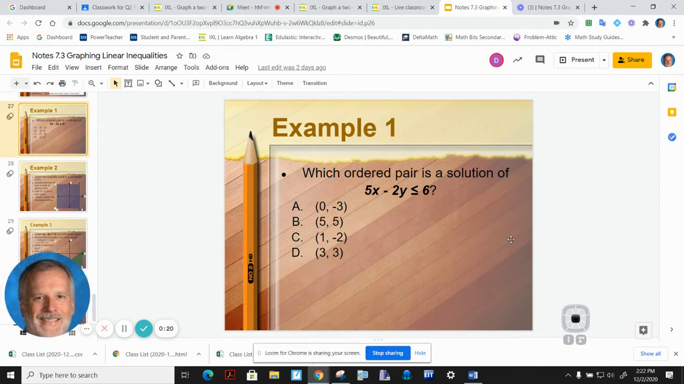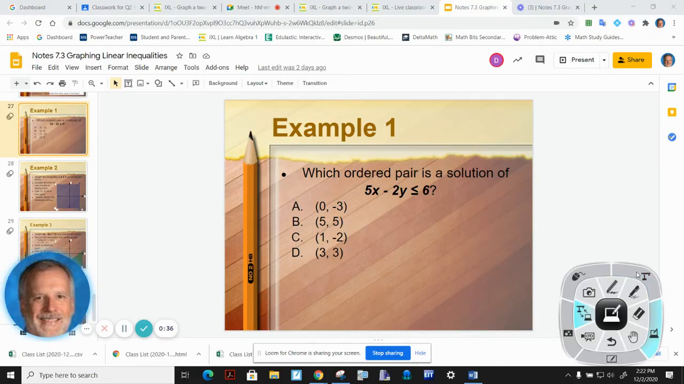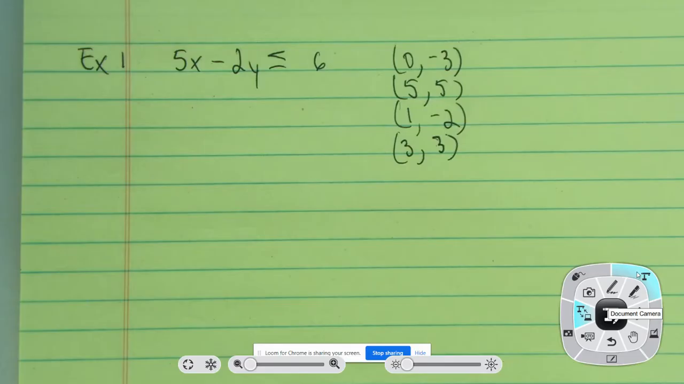Anytime I'm given multiple choices, especially with a set of ordered pairs in a linear equation or a linear inequality, one or all of these choices could be the correct solution. So I have to try them all out. I can't just assume that when I find one that I'm done, because as we know, inequalities can be a whole region of answers. So the first thing I'm going to do is actually write it down. That's my first step. And I've done that.